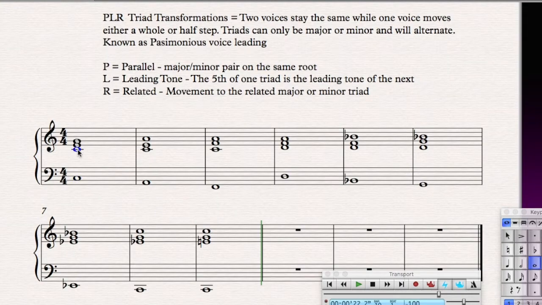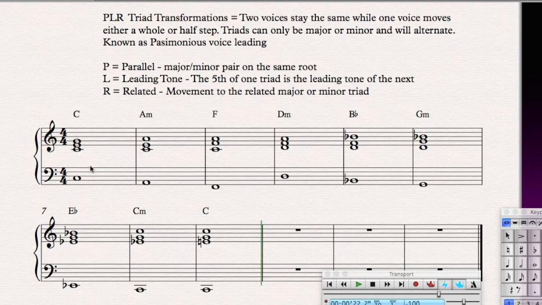We have a C major, moving to an A minor, moving to an F major, to a D minor, to a B flat major, to a G minor, to an E flat major, to a C minor, and ending on a C major.